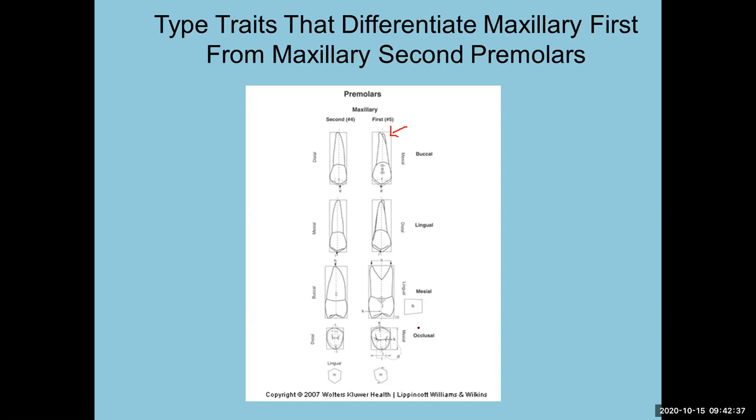The other thing I'd be looking for is to take a look at the occlusal table here. The first premolar, the buccal is just a little bit longer than the lingual, versus the second premolar, it's more flat because we're transitioning from a canine to a molar. This is that transitional space.